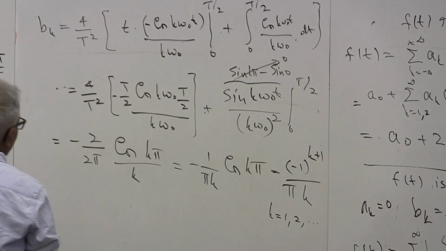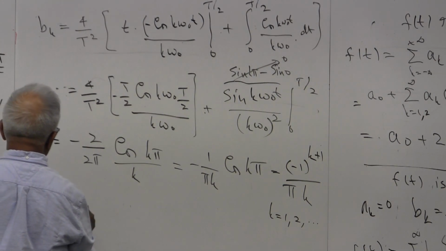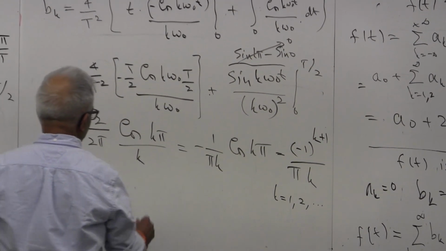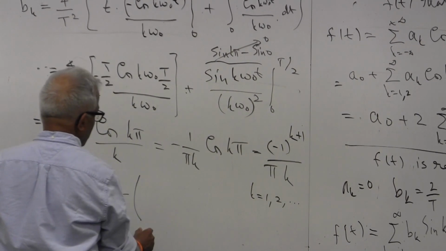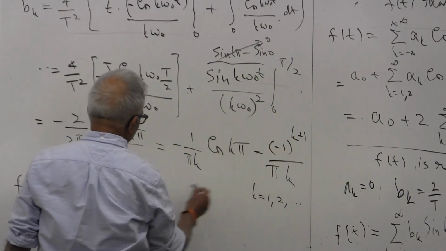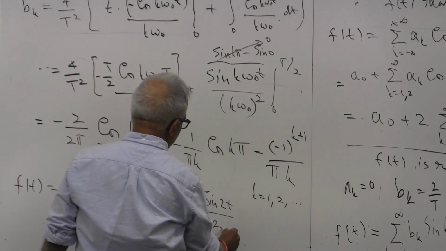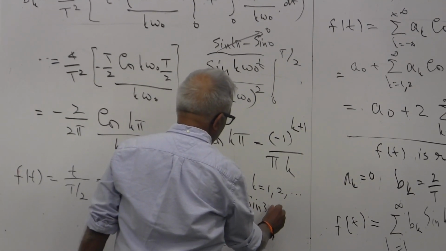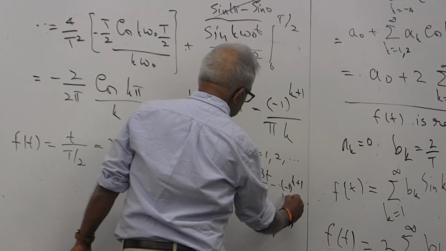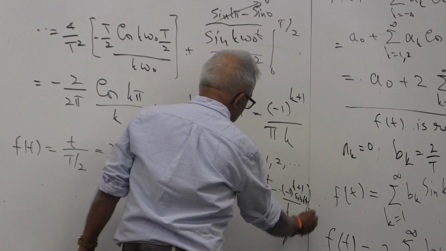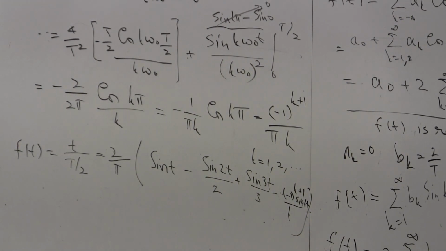Right. So if you substitute all this, now we are almost done. We found out bk, so f(t), which is t over T by 2, is the sum of bk sine k omega naught t. Bk is here. So bk is 2 over pi. So the first term, when k equal to 1, this is 1, so sine t. K equal to 2, it is minus. So you can see how the pattern goes, plus, minus, plus, etc. There is no DC term, as you can see, right? Only sine terms.